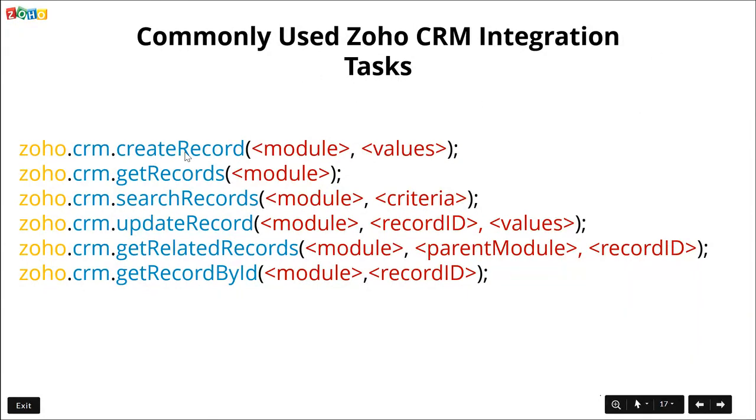So I can do create record, I can get records, search, update, I can get record by ID. This is something we'll be using in the demonstration as well, the record by ID, because as I said, an integration field is almost like a lookup field. And whenever there is a lookup concept, record ID plays an important role. So that is what will be used at the back end to fetch information, right? So we'll just use a couple of these commonly used integration tasks in a demonstration.